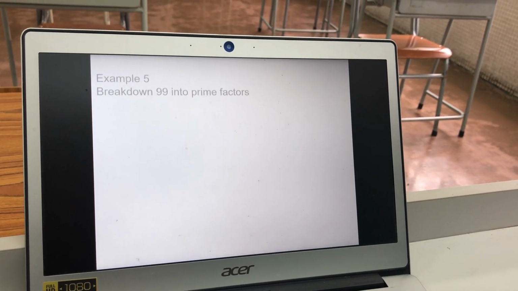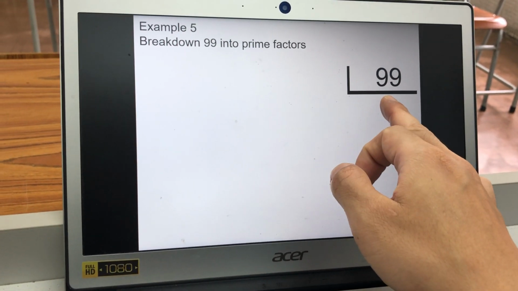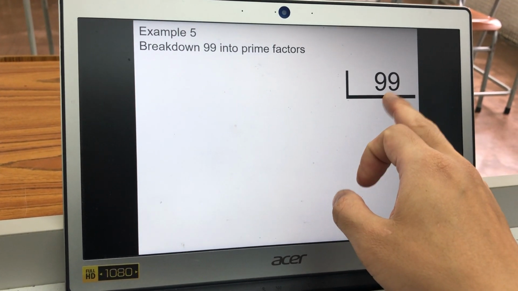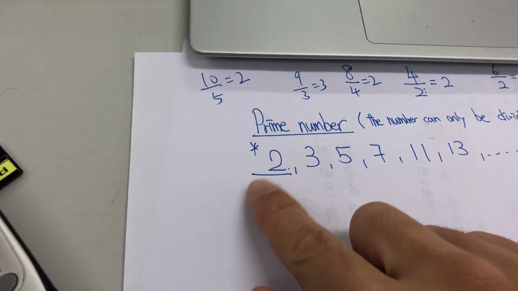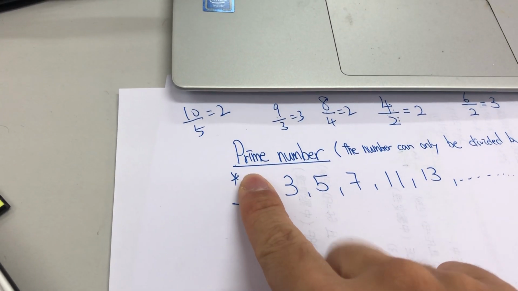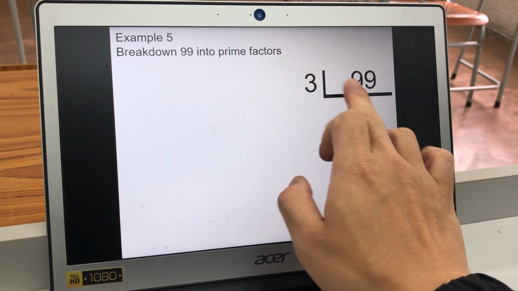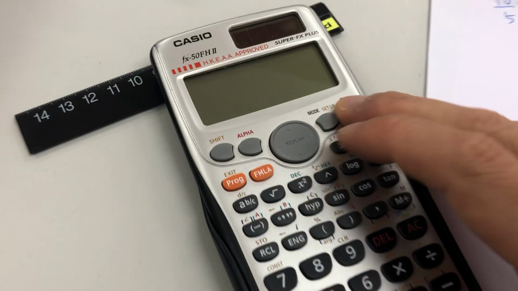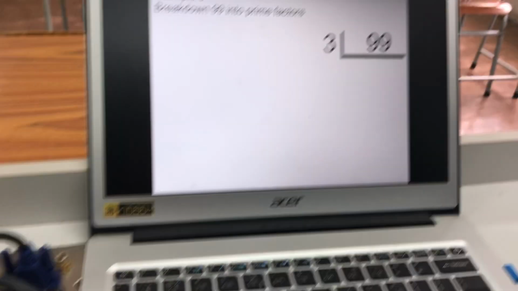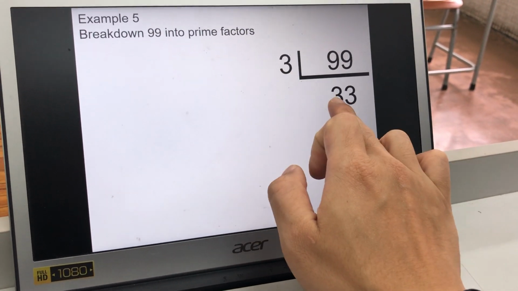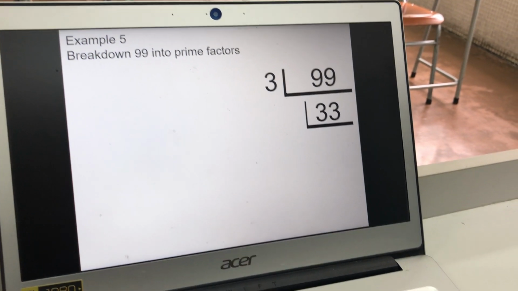Let's try one more. What about 99? 99, is it an even number or an odd number? Not even, right? Odd number. So it could not be divided by 2. So you could forget about 2. Therefore, you should try 3. So 99 divided by 3, what is that? 99 divided by 3 is 33. So 3 times 33 becomes 99. Okay? And then we should continue.